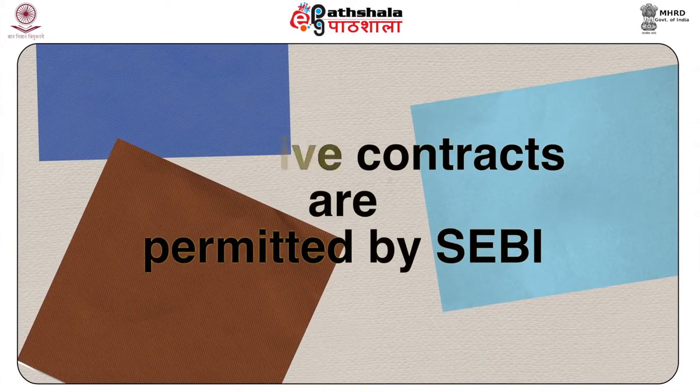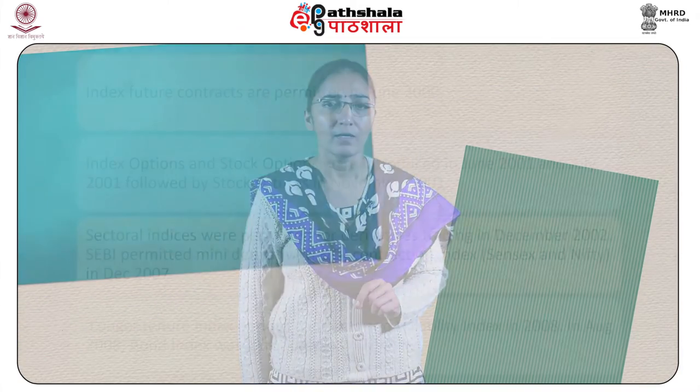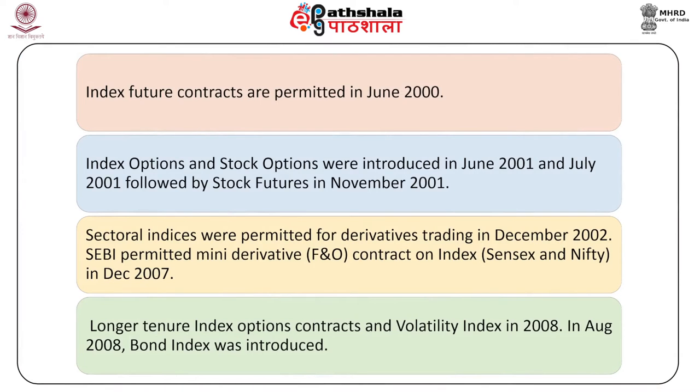Derivative contracts are permitted by SEBI. SEBI has introduced different derivative contracts which are given here. Index futures contracts were permitted in June 2000. Index options and stock options were introduced in June 2001 and July 2001, followed by stock futures in November 2001. Sectoral indices were permitted for derivative trading in December 2002. SEBI permitted mini derivatives, that is F&O contracts on index Sensex and Nifty, in December 2007. Longer tenure index options contracts and a volatility index came in 2008. In August 2008, a bond index was introduced.